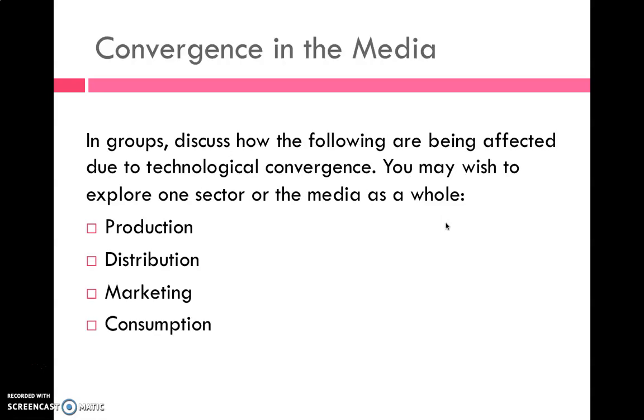Now, this one would have been done in groups, but you're going to do it by yourselves. So these are the different stages of media, okay? The production stage, the distribution stage, the marketing, and of course, the consumption stage. We want you to discuss how each stage is being affected by technological convergence, okay? So for each stage, you should write a paragraph on how technological convergence is affecting it.